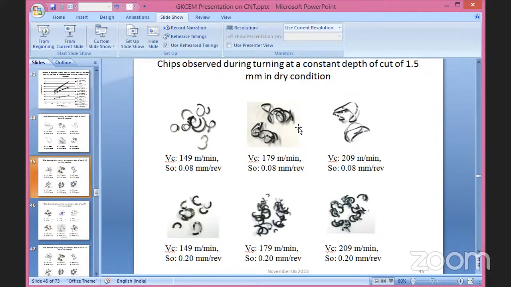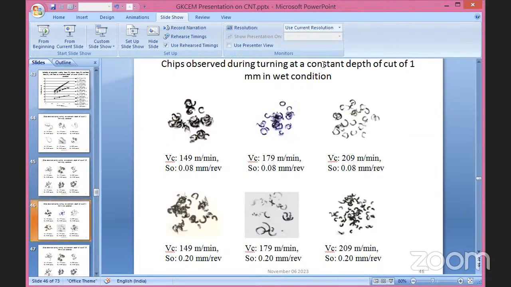But here the second and third conditions, the top middle and top right, are giving somewhat continuous chips. Up to a certain level it is also a long continuous ribbon, but not so long actually. So it is close to that. It is better; these 2 conditions are giving better chips than the others.